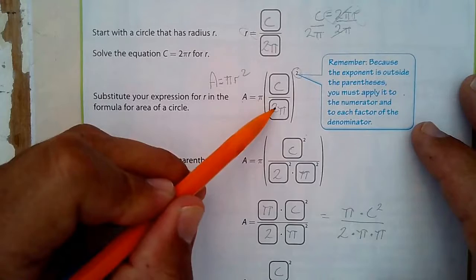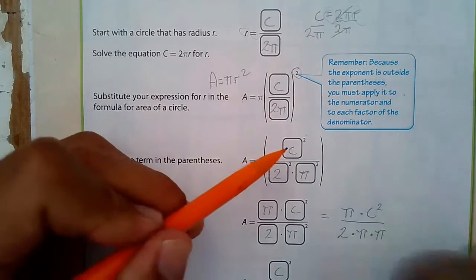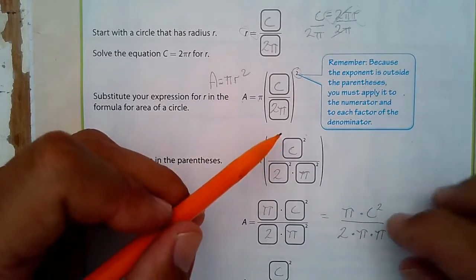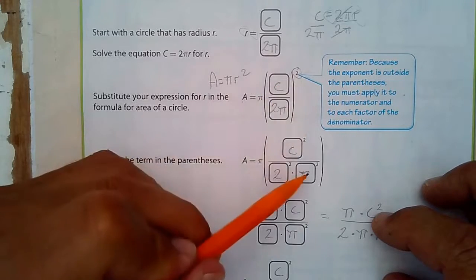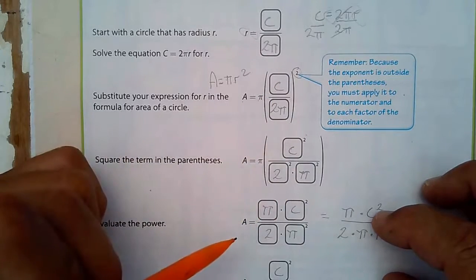You've got to take that 2 to the second power as well. Each element has to be taken to the second power. And then that pi gets taken to the second power. Each element they're doing right there.